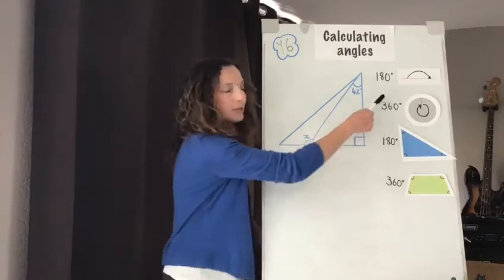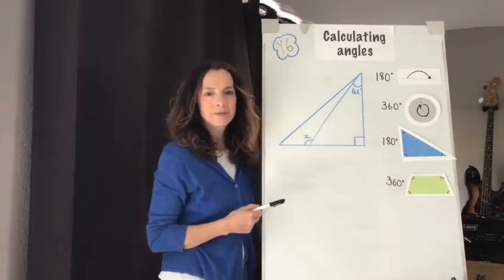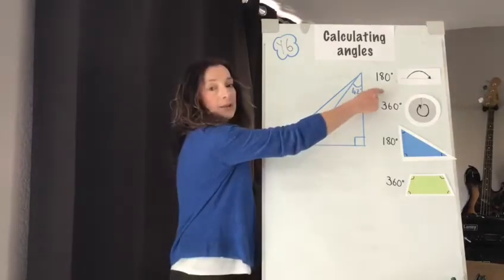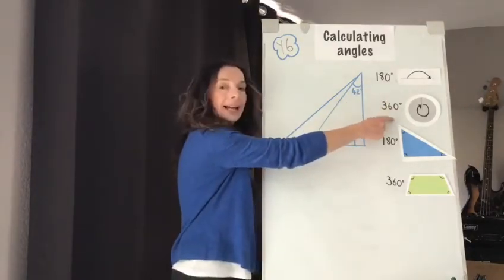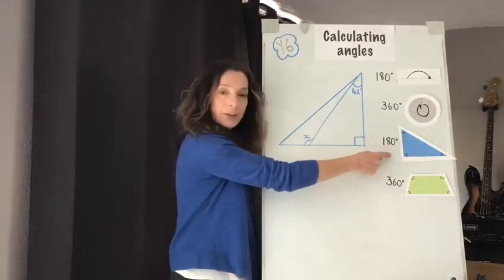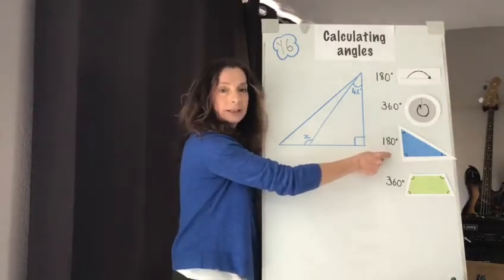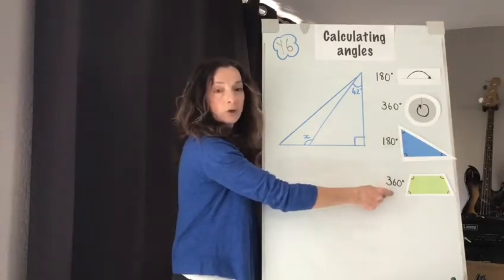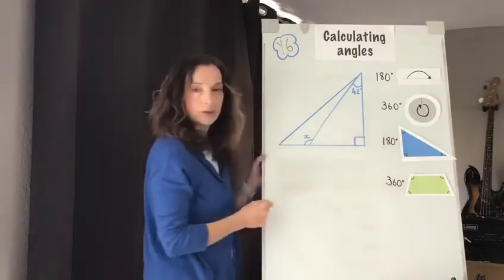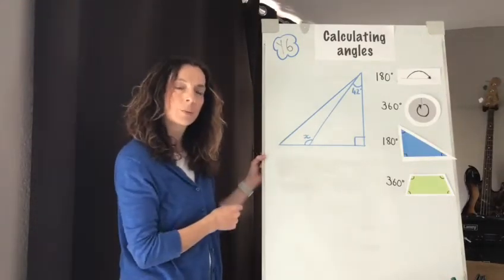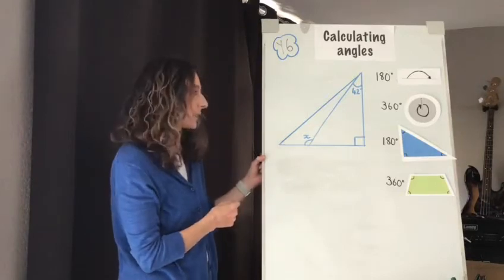On the board here we've got those four really key pieces of knowledge that we need to remember. The angles on a straight line add up to 180, the angles around a point add up to 360, the three angles of any triangle add up to 180, and the four angles of any quadrilateral add up to 360. And we're going to be applying that knowledge to help us solve problems and find missing angles.